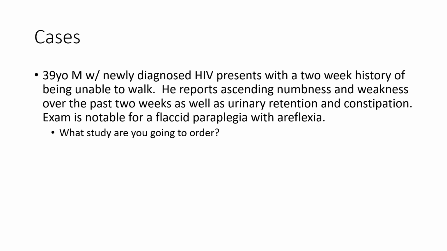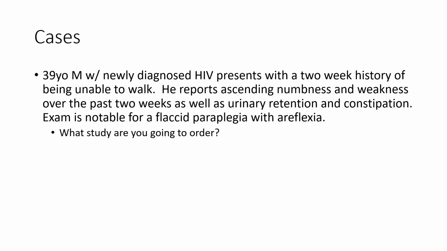For this case, we have a 39-year-old man with newly diagnosed HIV presenting with a 2-week history of being unable to walk. He reported ascending numbness and weakness over the past 2 weeks and also has developed urinary retention and constipation. On exam, he has a flaccid paraplegia with areflexia. And so the question is, what study are you going to order? Again, I'll let you pause and think.